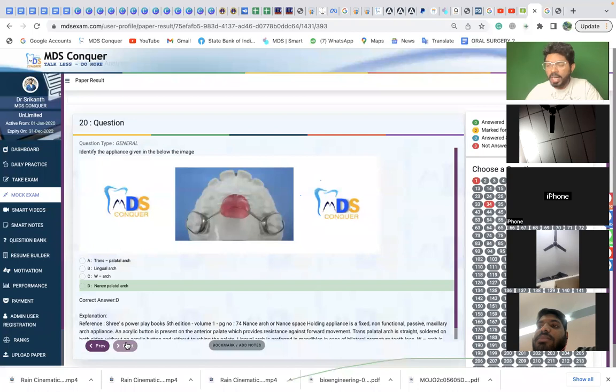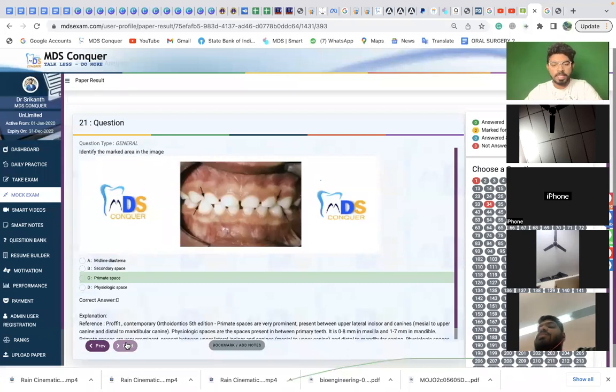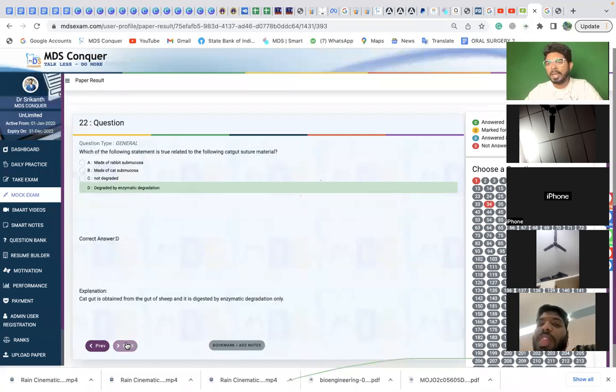So in the first 20, you should make 15 plus right answers. You should make 15 plus. They are within your zone. Most of the questions are within your zone. Primate spaces, within your zone. Catgut, already discussed so many times, within the zone.